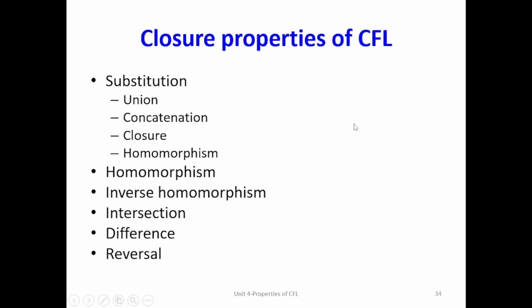The next concept in context-free languages is closure properties. I already gave an explanation of closure properties of regular expressions. The same notations and theorems can be applied for a context-free language also. I already gave an explanation for these 4: union of 2 regular languages is regular, concatenation of 2 regular languages is regular, then homomorphism, inverse homomorphism, intersection, difference, and the reverse of a language is also regular. You can explain the same concepts for the context-free language also.